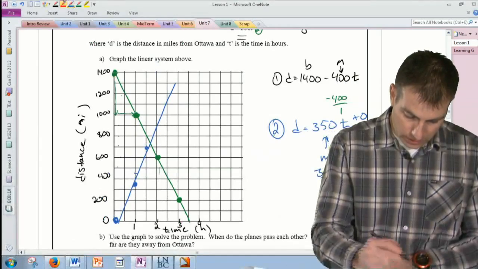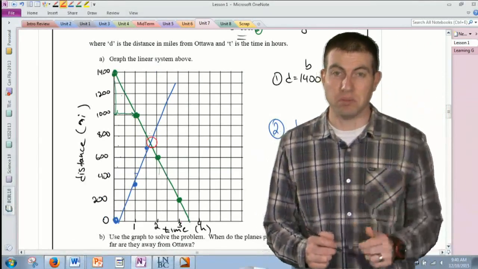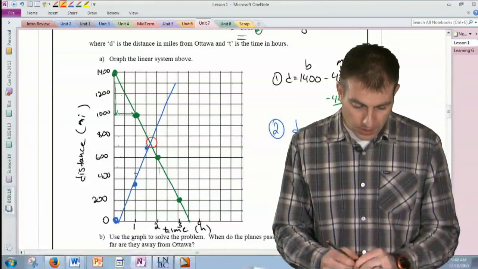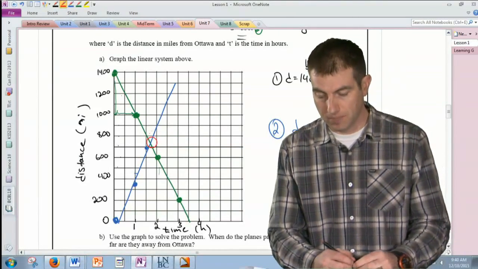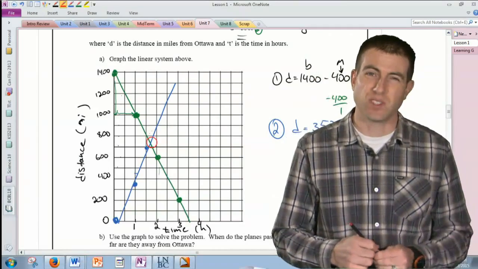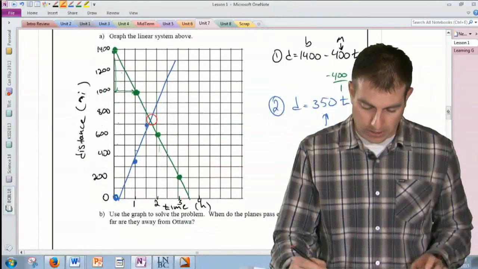point of intersection isn't on a grid point, which we didn't really expect it to be because we made the graph ourselves. So what we're going to have to do is just estimate it the best we can. And that's all we can do. It's kind of difficult reading off graphs sometimes. They're not super accurate.